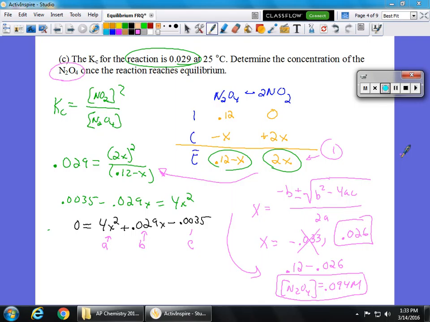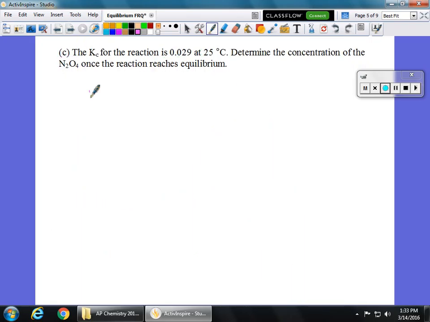What I'm going to do is take this expression that we had already created and copy it over on the next slide. So we had the Kc equal to the concentration of the NO2 squared over the concentration of the N2O4. And our values we can substitute in. This was 2x squared on top, and on the bottom we had 0.12 minus x, equal to 0.029.